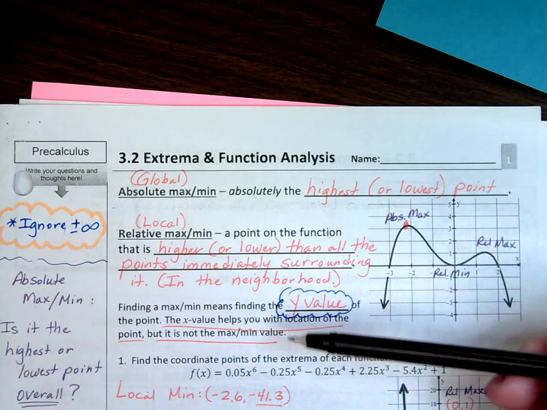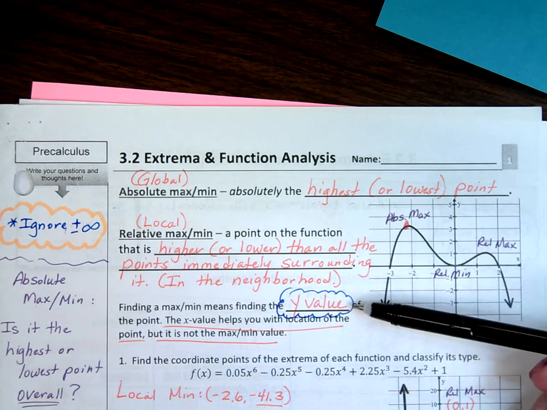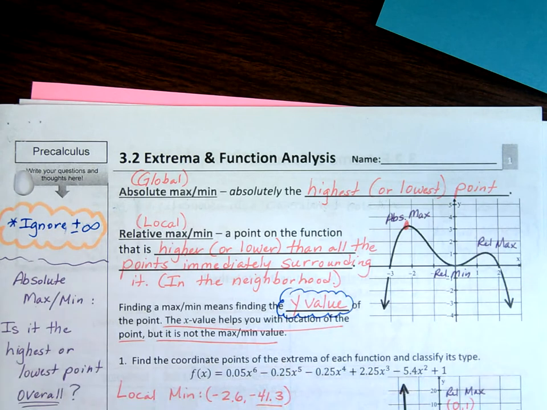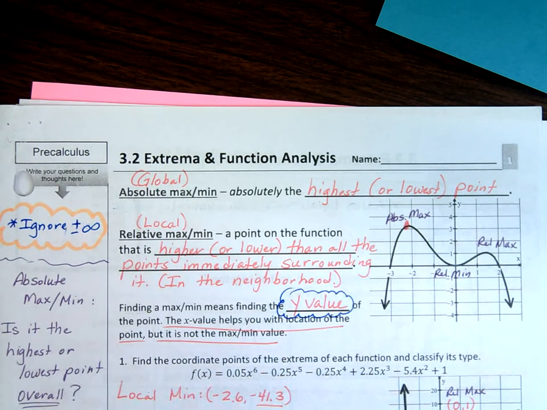Okay, so finding maximums and minimums means finding the y value. You're looking at what the y values are doing. Maximums, if you think about it, that's a vertical type of thought pattern, right? What's the highest, what's the lowest? So because of that, you're really looking at what the y value is. The x value helps you with the location of the point, but it's not the maximum or minimum value.